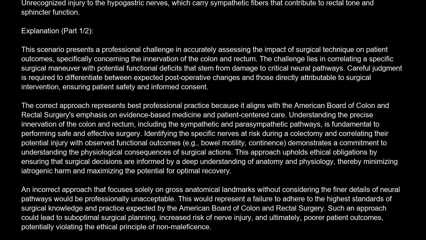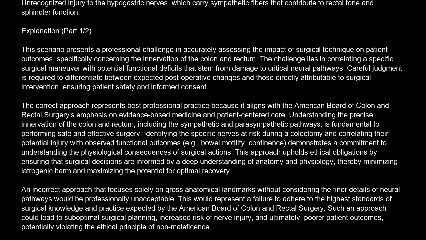The correct answer is D. Unrecognized injury to the hypogastric nerves, which carry sympathetic fibers that contribute to rectal tone and sphincter function. Explanation. This scenario presents a professional challenge in accurately assessing the impact of surgical technique on patient outcomes, specifically concerning the innervation of the colon and rectum.